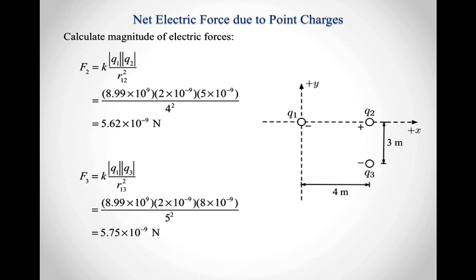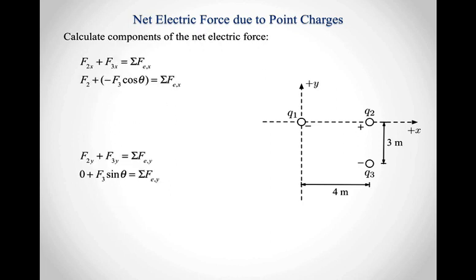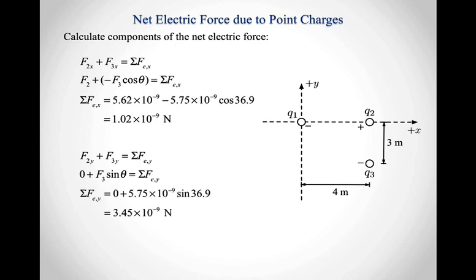Now I can go plug those two magnitudes into my component equations. So there are my component equations. There's x, there's y. Plug in F2 and F3. I'm only left with the x and y components of the net force as my two unknowns. Each unknown has its own equation. So I can go ahead and use my x equation to solve for the x component of the net electric force. It's 1.02 times 10 to the minus 9 newtons. Use the y equation to solve for the y component of the net electric force. It's 3.45 times 10 to the minus 9 newtons.